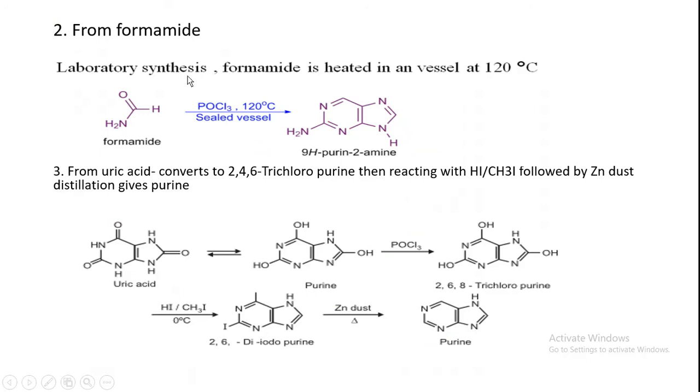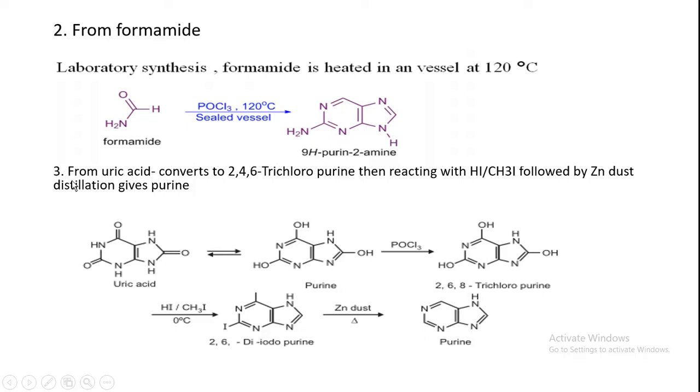Next, laboratory synthesis from formamide. Formamide is heated in a sealed vessel at 120 degrees Celsius along with POCl3, phosphorus oxychloride. In the lab it is generally synthesized by this method, and 9H-purin-2-amine will be synthesized.